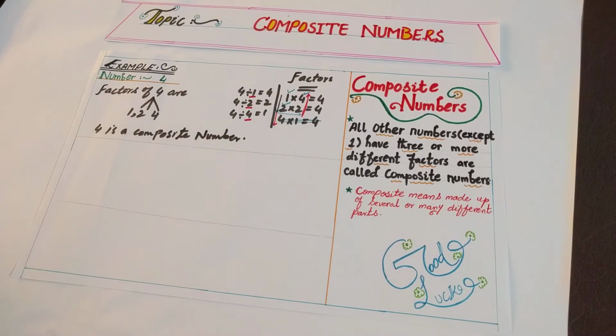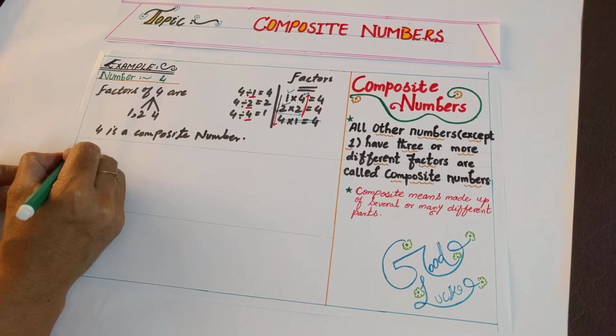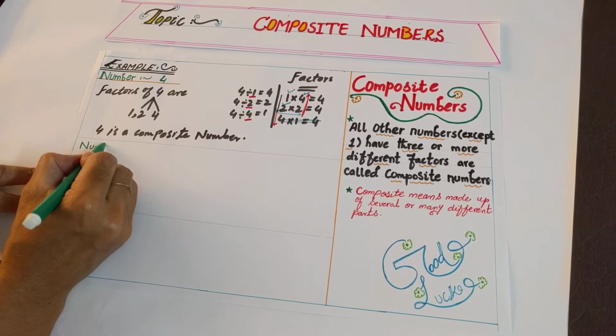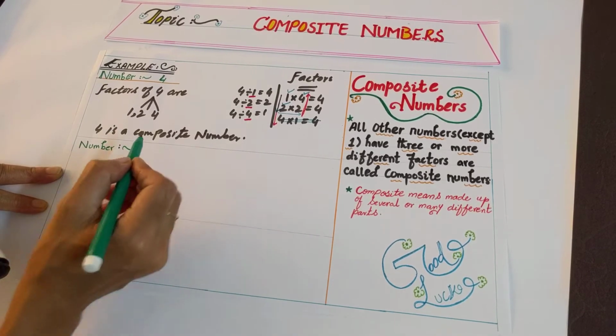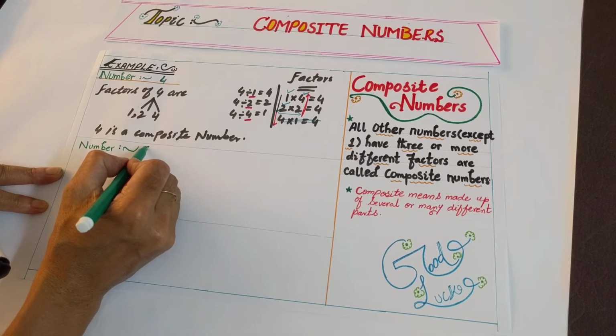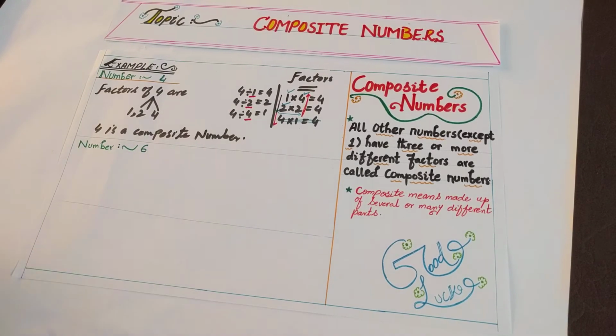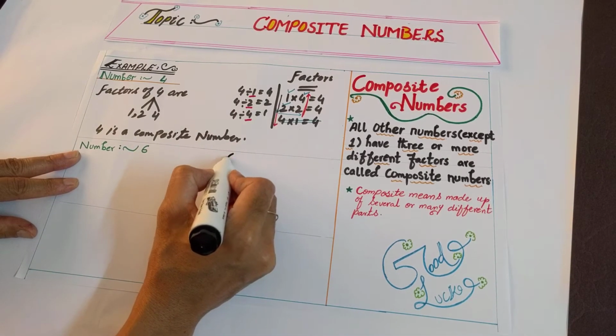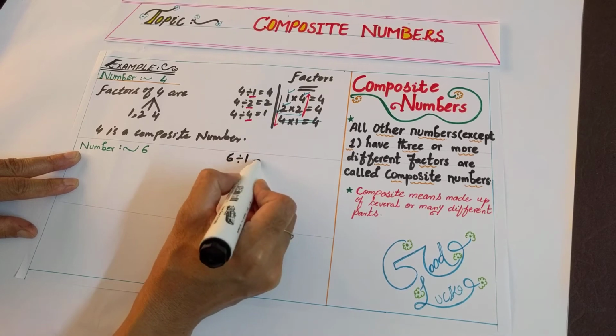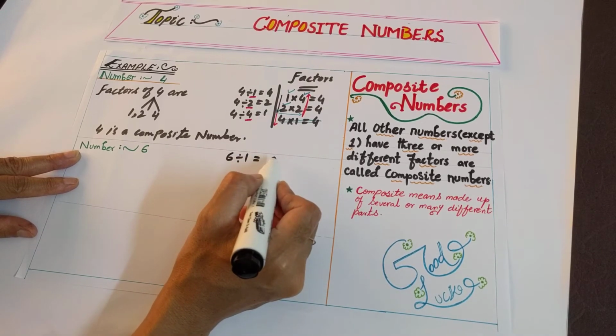Got it? Let's check one more example. We are going to take another number, as 5 is a prime number. We will check 6. How is 6 a composite number? Let's check. First I will do it by division. 6 divided by 1. Yes, 6 is completely divisible by 1.